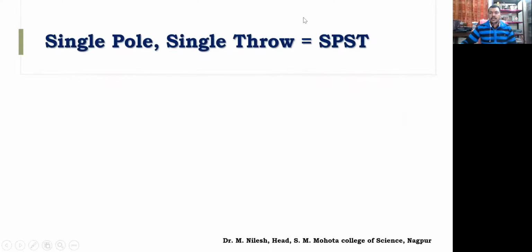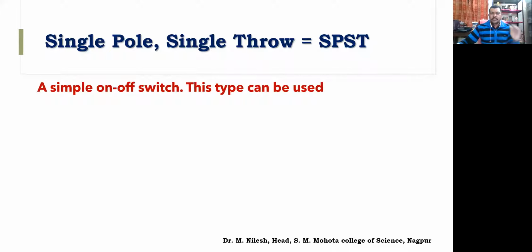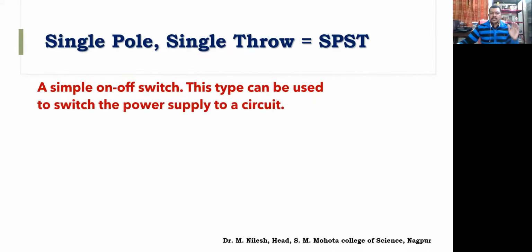The first switch that comes in our topic is single pole, single throw, that is SPST. Just imagine single, singly: a simple on-off switch. This type can be used to switch the power supply to the circuit. So you have used this single pole, single throw switch.